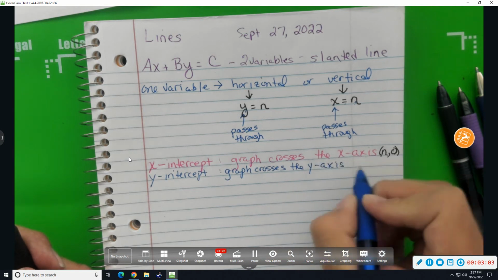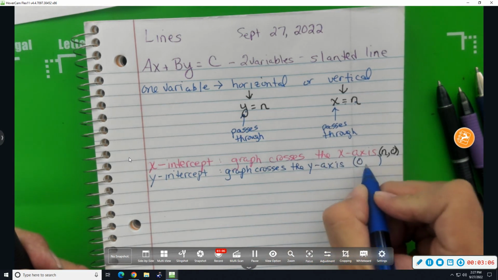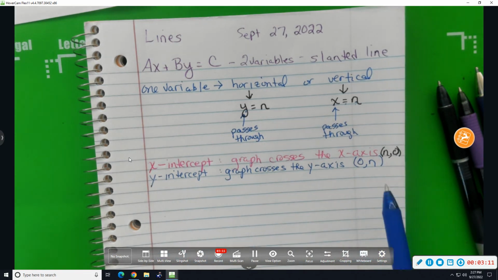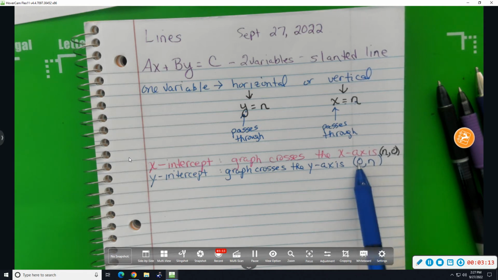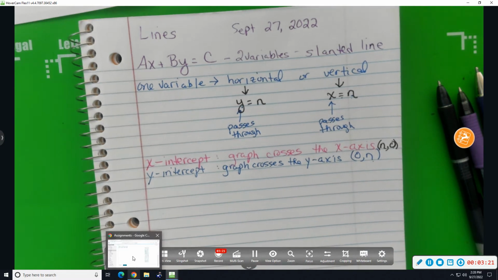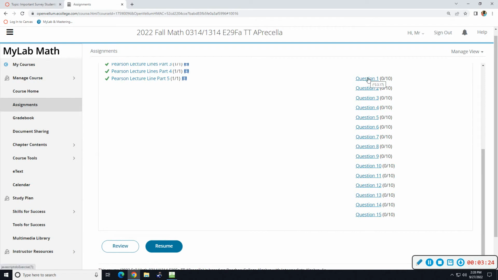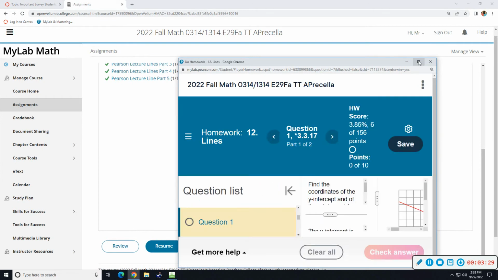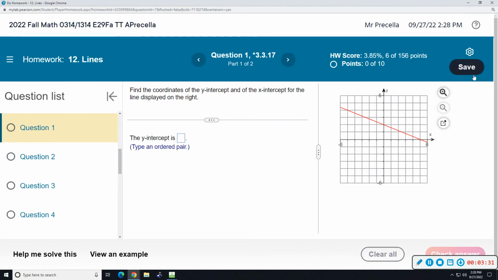All of this we'll see in a moment. The y-intercept is where the graph crosses the y-axis. That ordered pair is in the form 0, comma, n, wherever it's crossing the y-axis. Now, let's look at number 1. I think number 1 is one of those problems you can do without writing anything down. It says, look at this graph, find the coordinates of the y-intercept and the x-intercept.